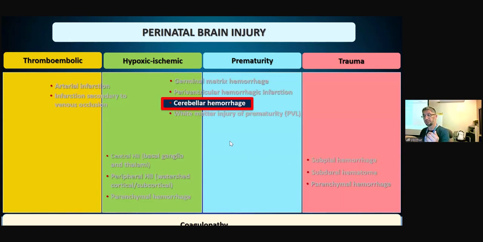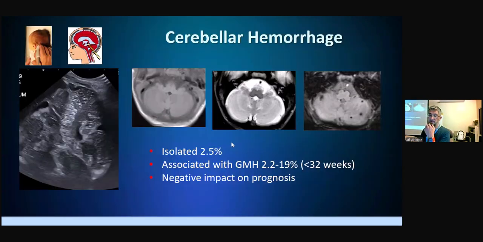The other hemorrhage type is cerebellar hemorrhage. This is also a new thing. We didn't know that we could have hemorrhage within the cerebellum, but the cerebellum also has its own germinal matrix, and it's also prone to bleeding. So we see hemorrhages. It is 2.5% as an isolated finding, but when there is associated germinal matrix hemorrhage, it may increase up to 19% under 32 weeks. So it is fairly common, and it has a negative impact on prognosis. So if you mention this in your reports, it will help for the prognostication.